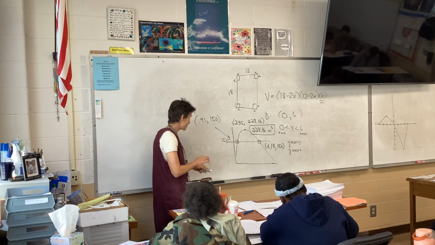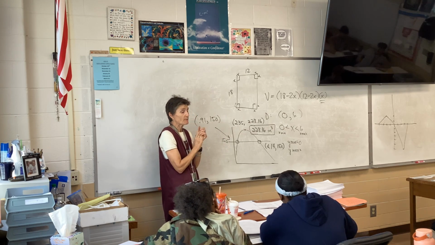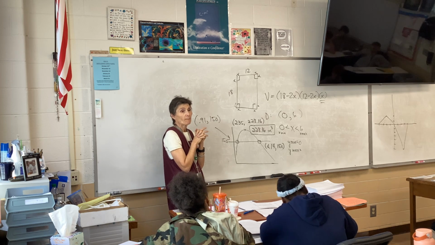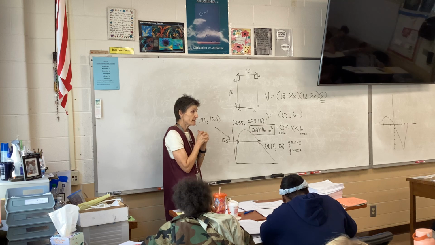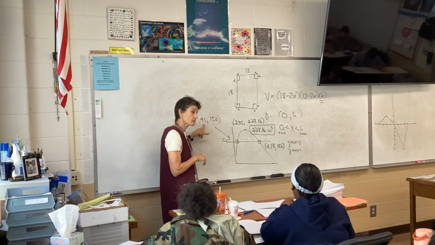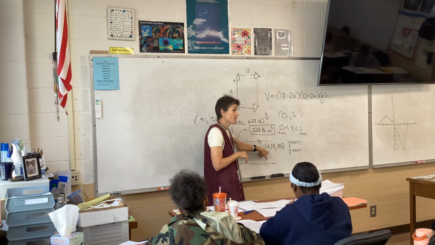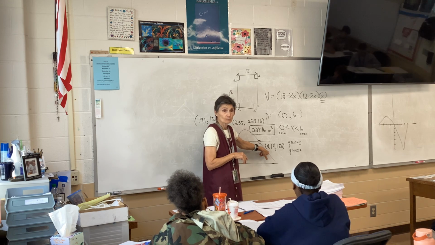So what's the answer to the question? How big should the cutouts be for me to get a box with a volume of 150? Well, they can either be 0.91 inches, or they can be 4.14 inches. Would you agree with that?